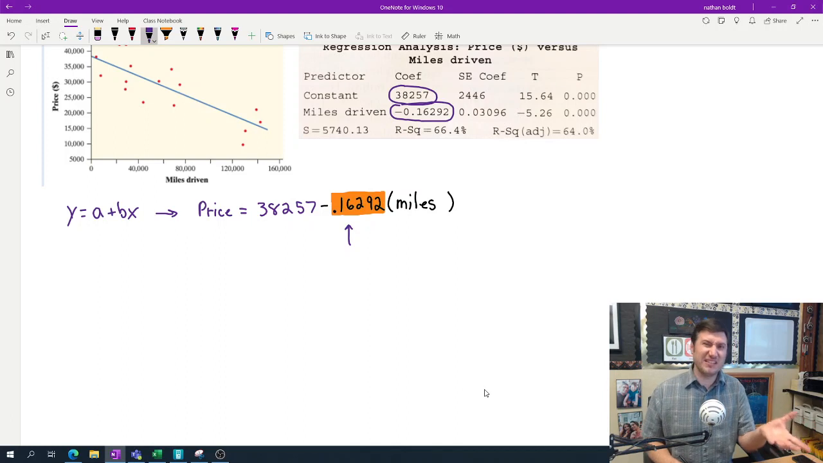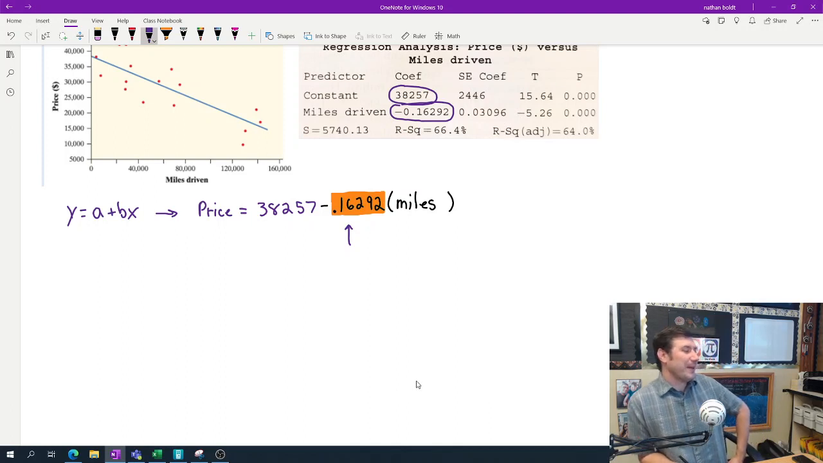0.16292, but basically 16 cents, right? For every 1 mile driven, we expect the price to go down 16 cents. Think about that as you drive around in your car, possibly. Every mile, 16 cents. Depreciation, it hurts sometimes.